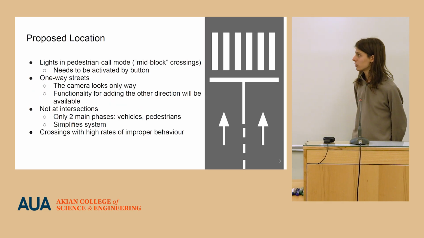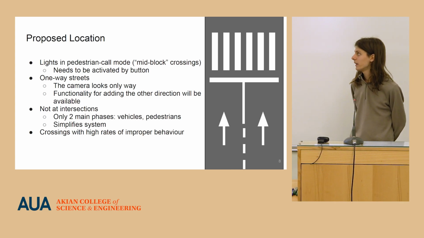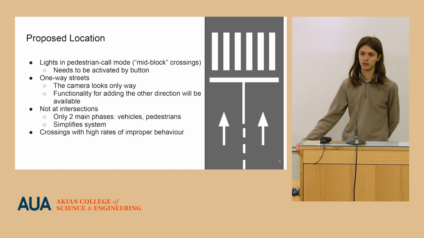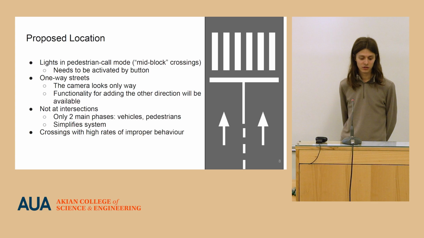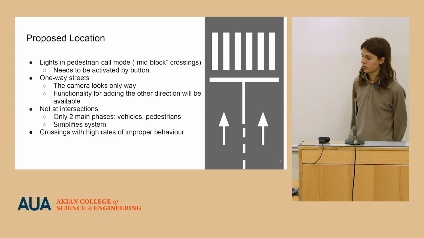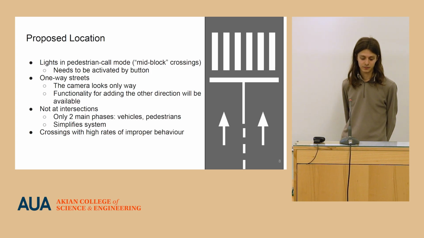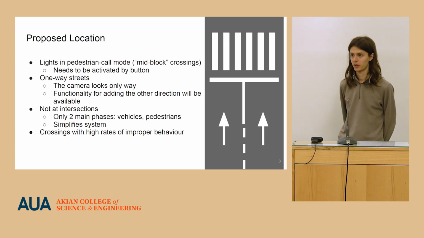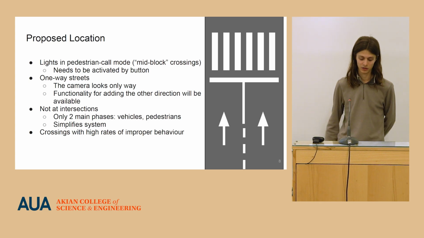So the proposed location of the device for this specific version is at lights in pedestrian call mode, meaning the ones where you have to approach, press a button, and then it will start a countdown, and then you will cross, also known as mid-block crossings, so not at intersections. Also at one-way streets, because it doesn't have a camera looking the other direction, and not at intersections, so that there are only two primary phases, one where pedestrian is green, vehicle is red, and pedestrian is red, vehicle is green.